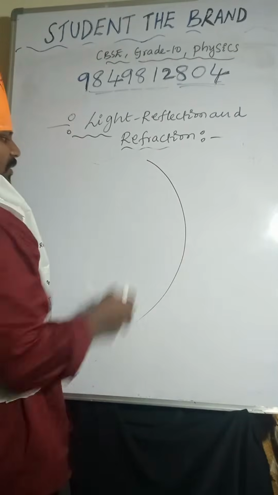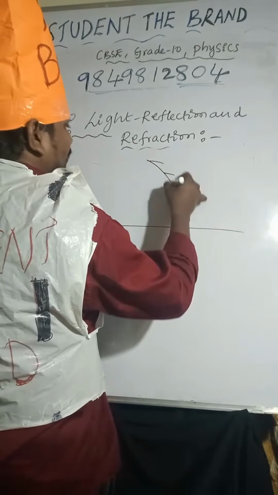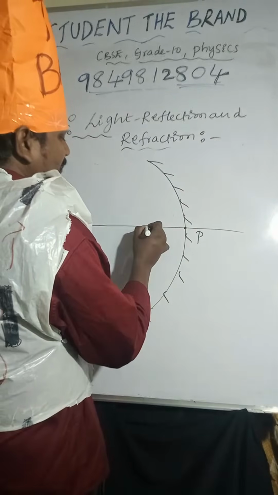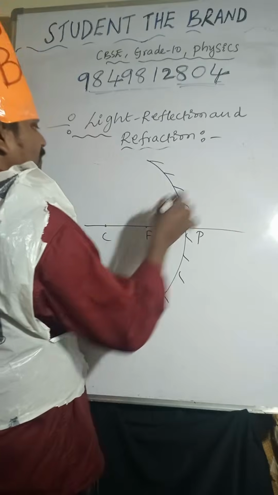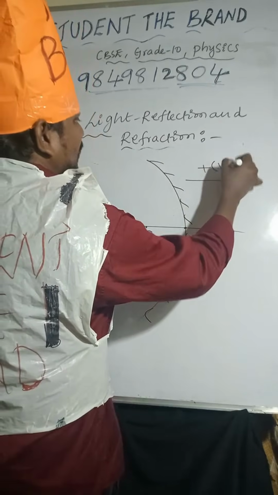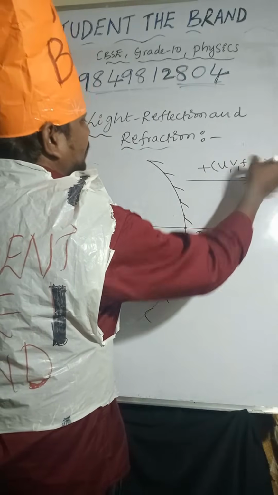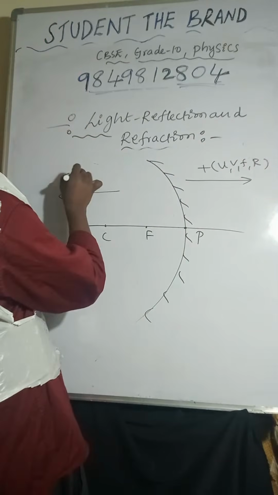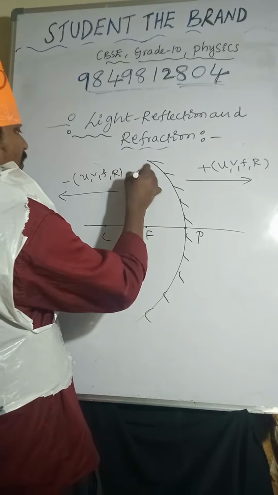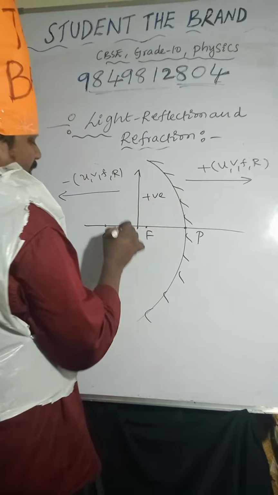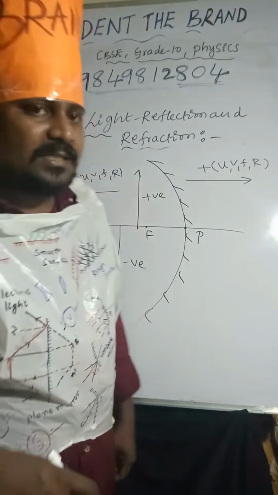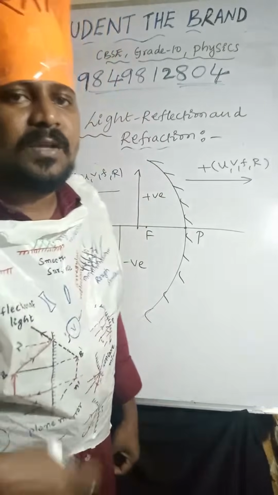Here I am considering the concave mirror. This is the pole, focus and the center of curvature. All measurements we have to take from the pole in the direction of incident rays. Object distance, all distances in the direction of incident rays are positive. Opposite to incident rays, all distances are negative. Above the principal axis, distances like height of the object and height of the image are positive. Below the principal axis, height of the object and height of the image are negative.